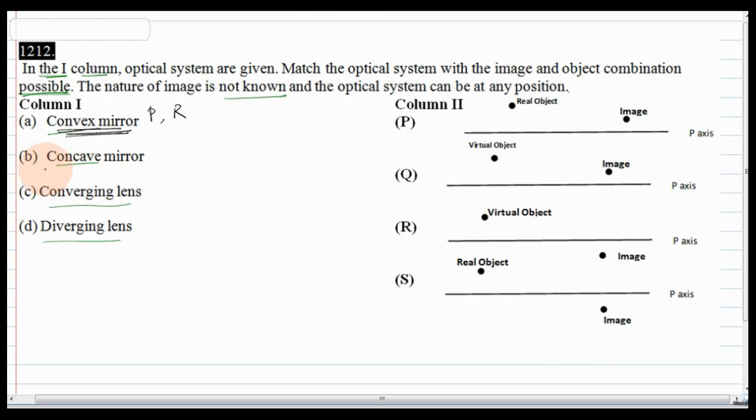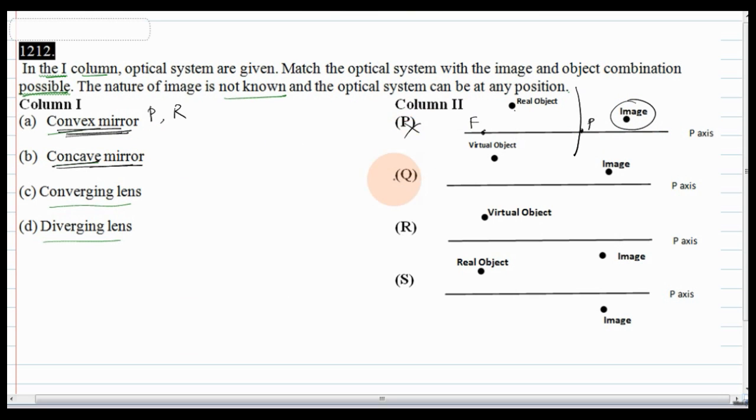Now let's discuss option B, which is the concave mirror. Can a concave mirror form a diminished erect image of a real object? When the object is between focus and pole, its enlarged image is formed, not diminished. For a real object, the image is erect only when the object is between focus and pole, and then the image is enlarged, but this image is diminished. So this should not match with option B.